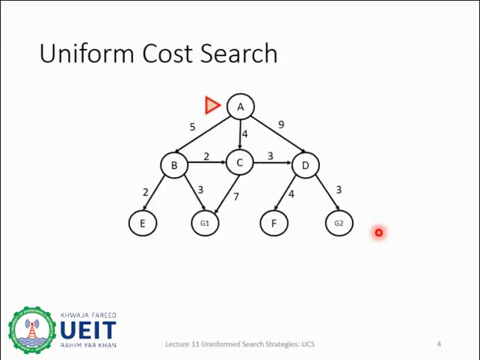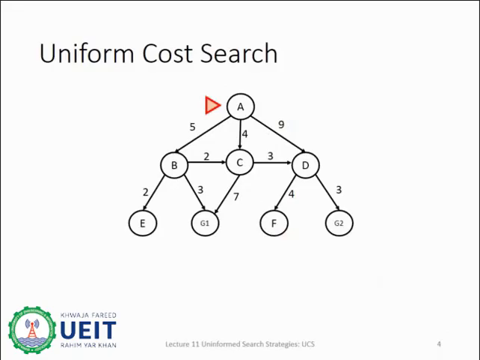Let's discuss UCS through an example. This is the search space that we will use. We have got a start state, A, the initial state, the root node, and this is the state the agent will be in when the algorithm starts. We have got two goal states, G1 and G2, and nodes B through F.